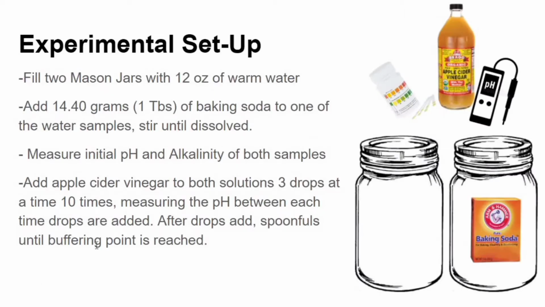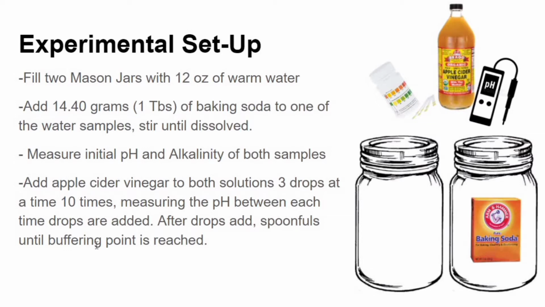All right, so I created an experimental setup using 2 mason jars, pH strips, alkalinity strips, a pH meter, vinegar, and baking soda. Pretty much how I plan on testing the alkalinity with respect to baking soda is, I will fill 2 mason jars with 12 ounces of warm water. I decided on warm water because I think it would make it easier for the baking soda to dissolve. And then I'm going to add 1 tablespoon, which is 14.4 grams of baking soda, to one of the water samples, and then I'll just stir it until it is dissolved.